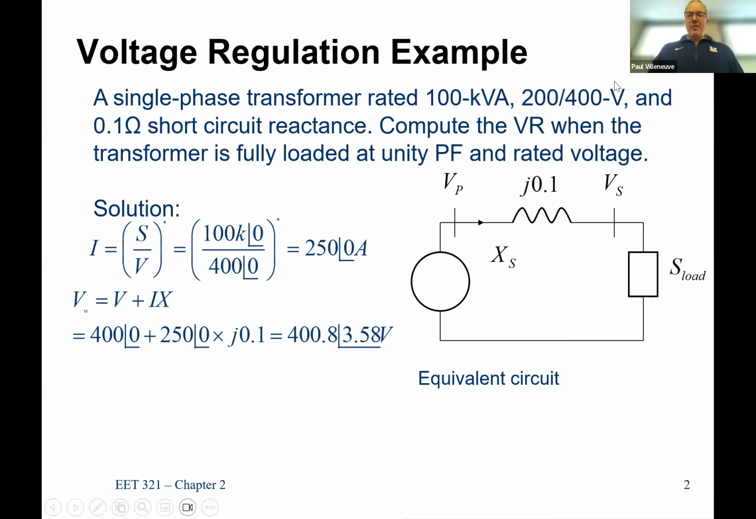So the first thing we need to do is calculate what that current is going to be to deliver full load to, in this case, the 400-volt side of the transformer. And it's going to be at unity power factor. So at unity power factor, that tells me that the angle is going to be 0. So I equals S over V conjugate, pretty easy because both the angles are 0. And we have 250 amps at an angle of 0, which hopefully makes sense to you because at unity power factor, the voltage and the current are going to be in phase with each other.